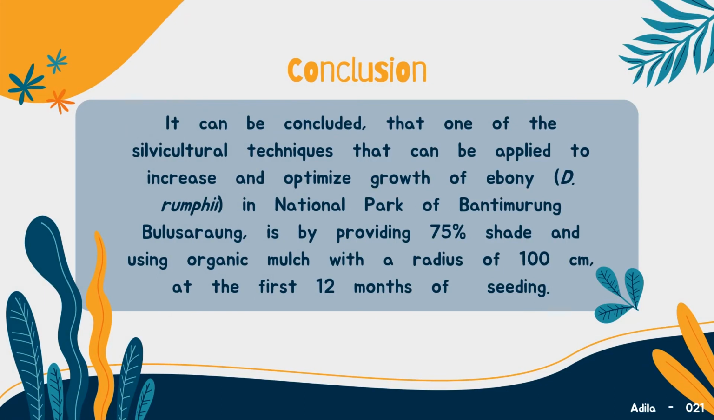Therefore, it can be concluded that one of the silviculture techniques that can be applied to increase and optimize growth of ebony in the National Park of Bantimurung Bulusaraung is by providing 75% shade and using organic mulch with a radius of 100 cm at the first 12 months of seeding.